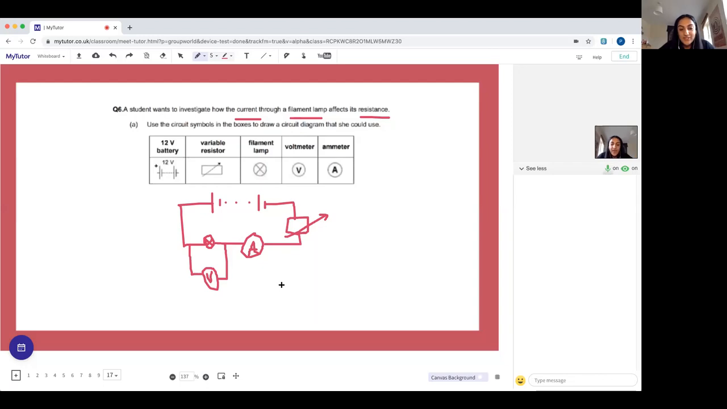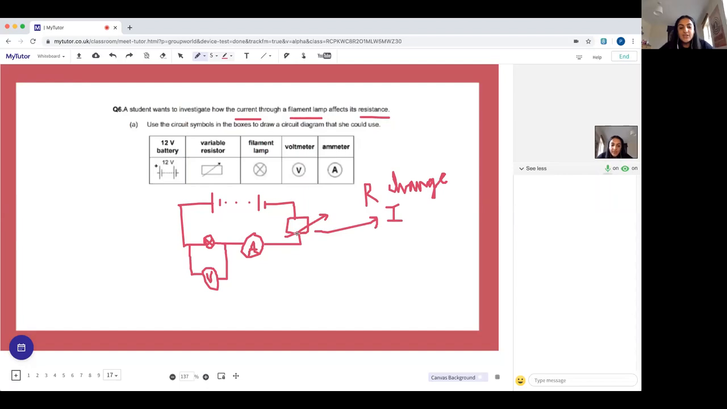And then we need to use the fact that we talked about earlier. So because we have this variable resistor, we can change resistance. Variable resistor, so we can change resistance. Okay. Now, if we can change resistance, then we can also change current.